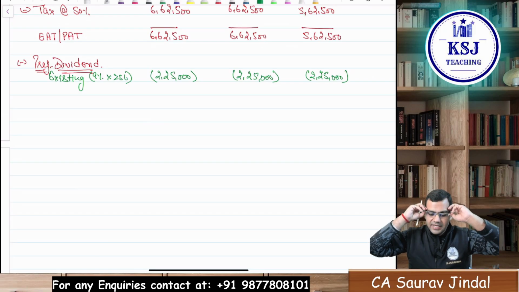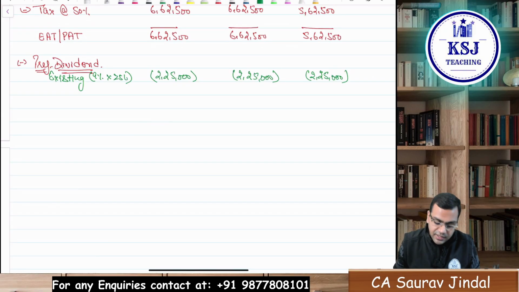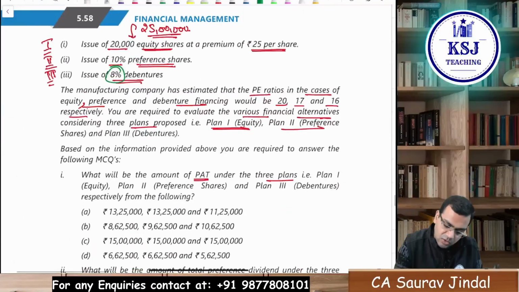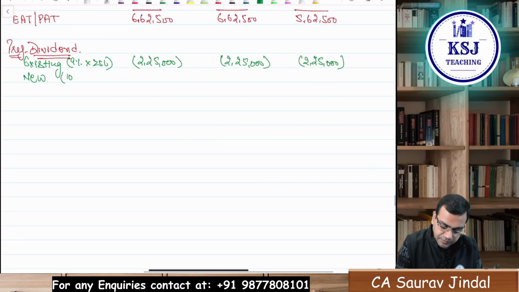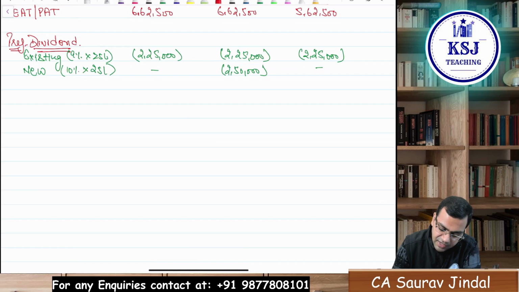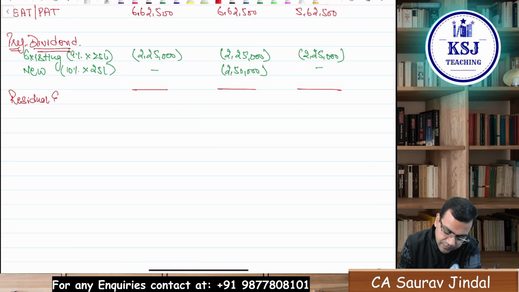Right? So on the existing preference shares, we have taken the dividend, and then for the new we have to take the rate of dividend on the new preference shares, that is given as 10%. So we'll take 10% of 25 lakhs. Now this new one will be only and only under the preference shares. After this, profit after taxes minus preference dividend will give you the residual earnings, or the earnings available for equity shareholders.